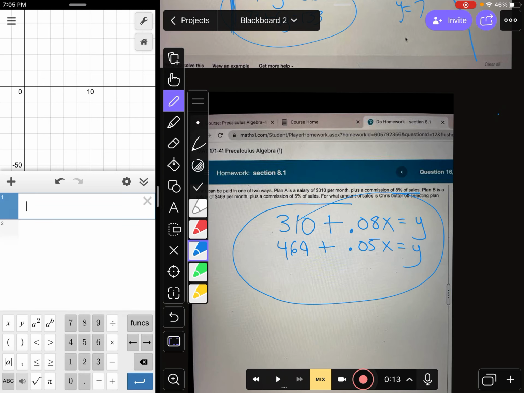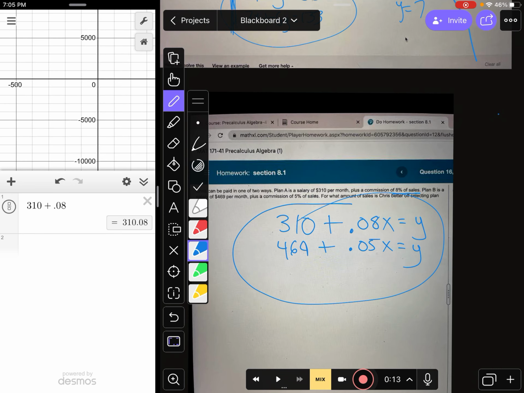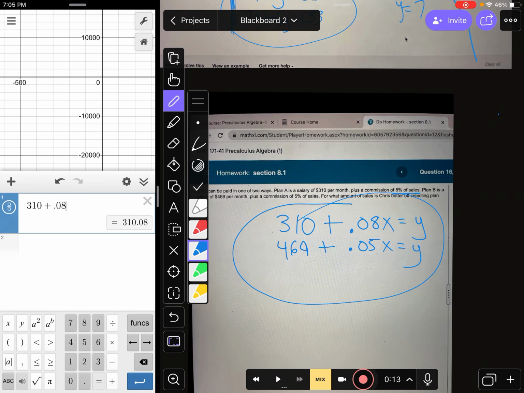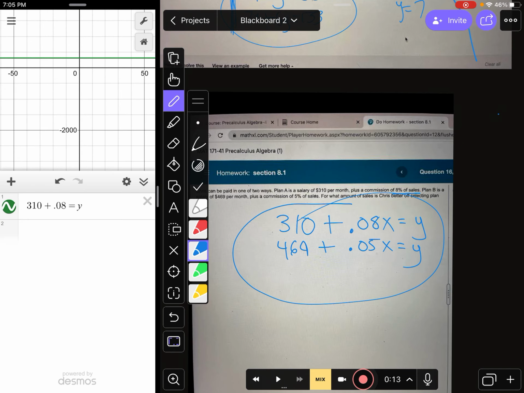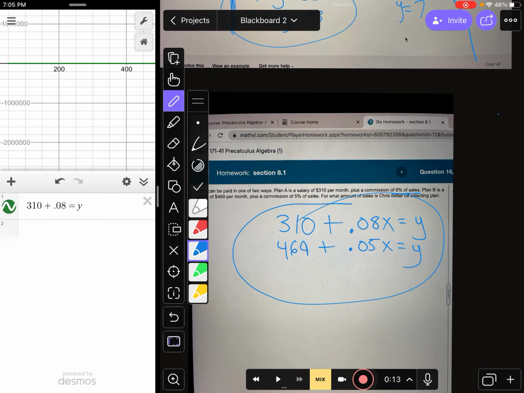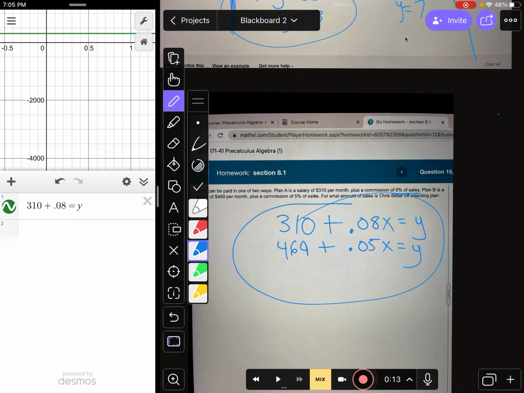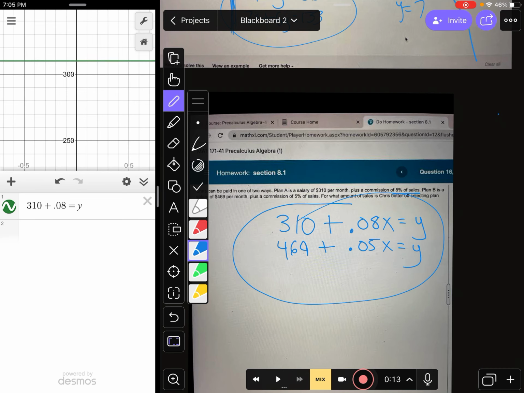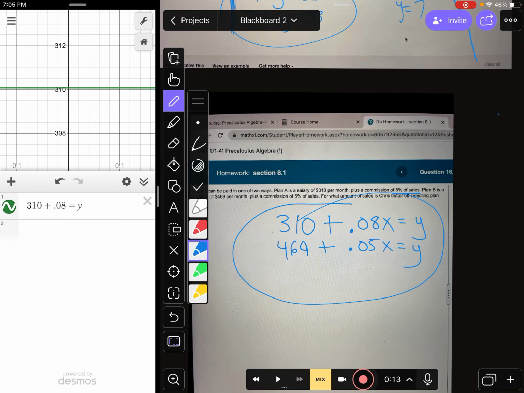So let's see. Let's type those in here. 310 plus 0.08x. Let's see if I can find it. Oh, I guess I have to put equals y. I didn't think I had to. There it is. Okay, so I got that. Let me kind of zoom in here. What do we say? 310. Okay, so there's the first one. 310.